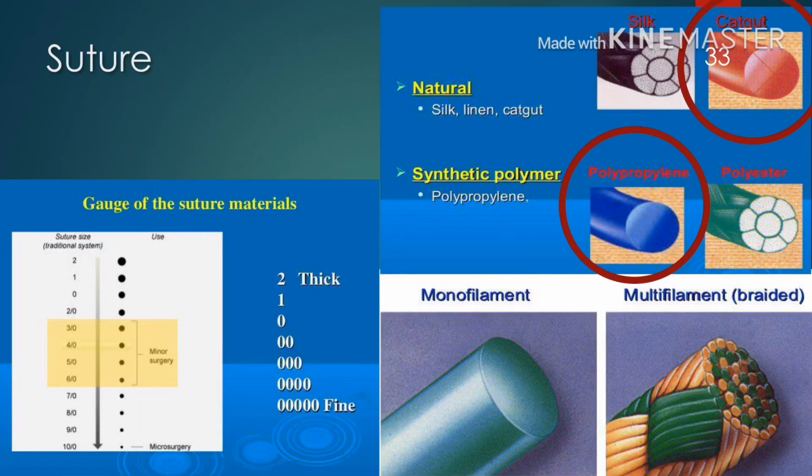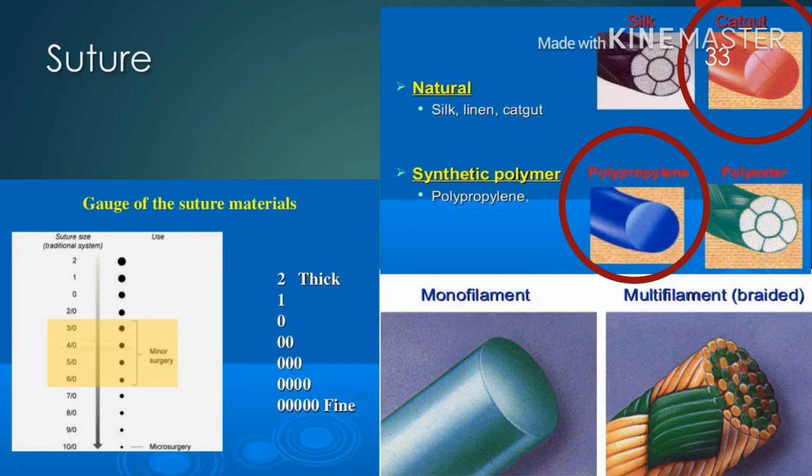The suture. We have many classifications. First, the gauge ranges from 10 to 10-0, and the higher the number, the thinner and more delicate the suture. The other classifications are natural and synthetic, monofilament and multifilament, resorbable and non-resorbable.